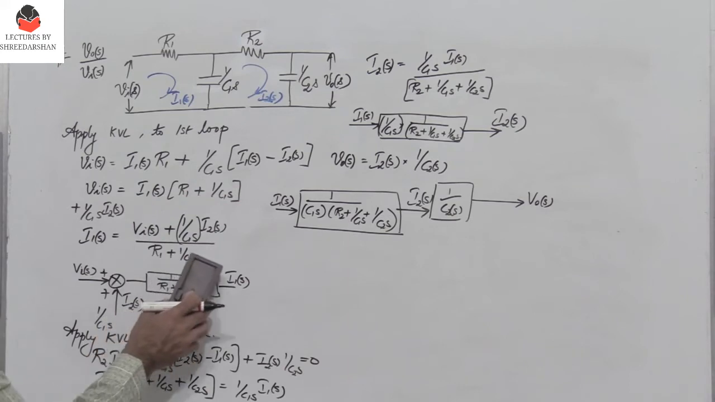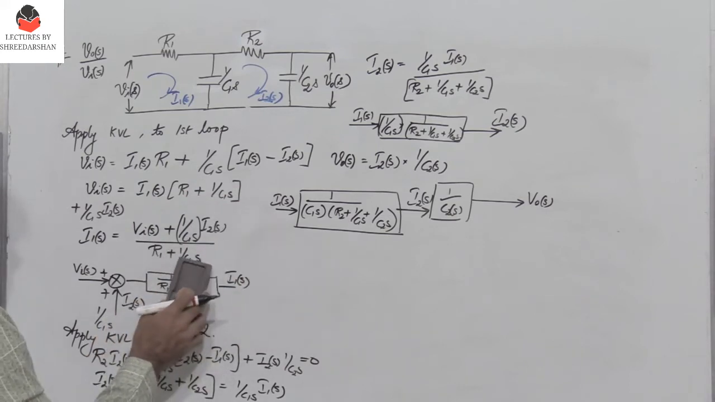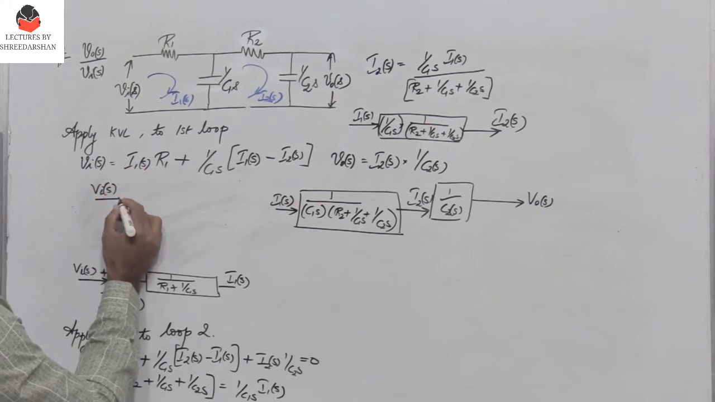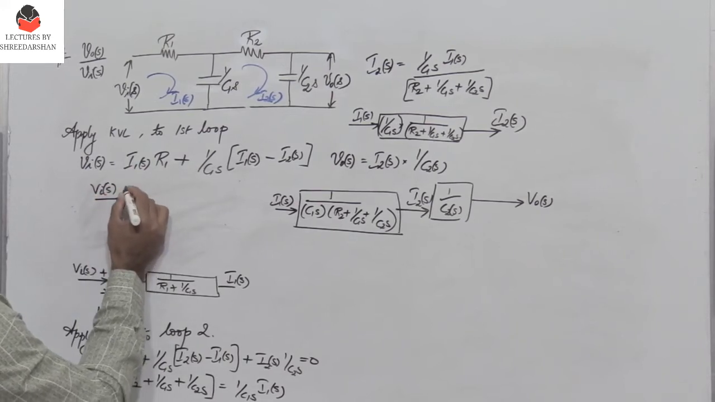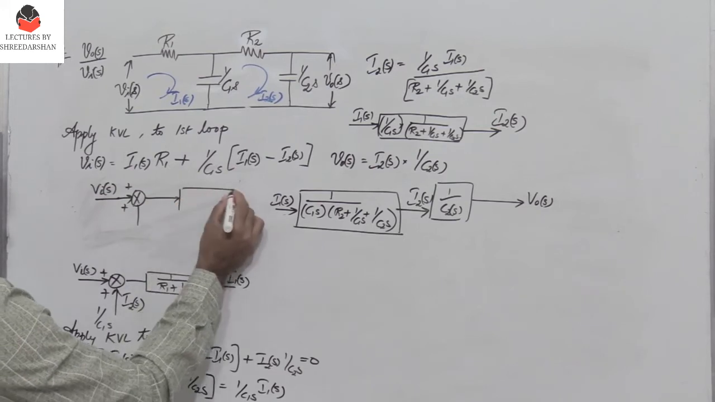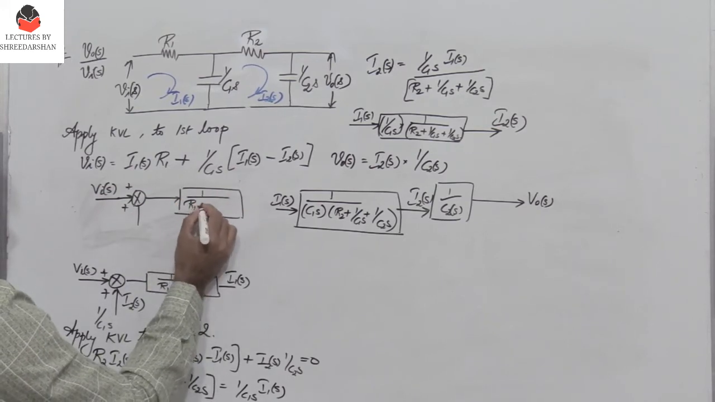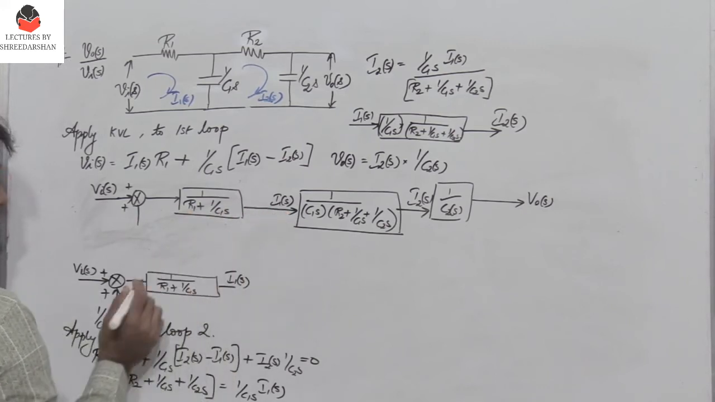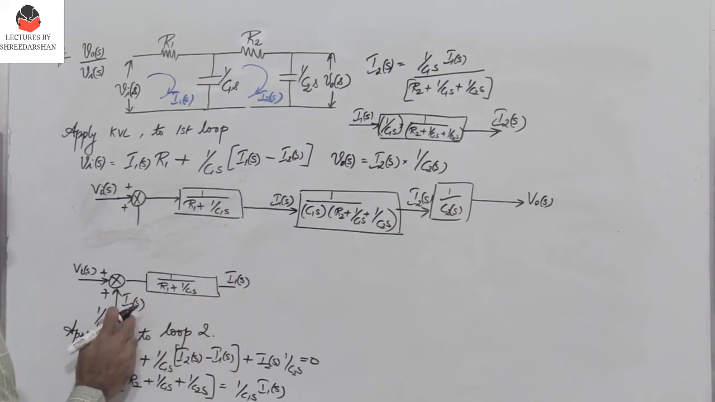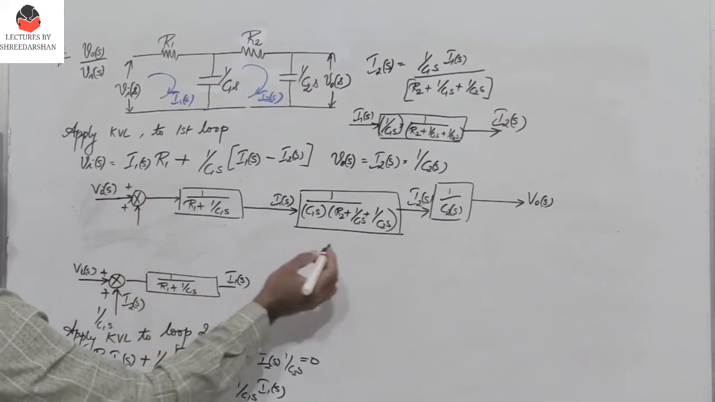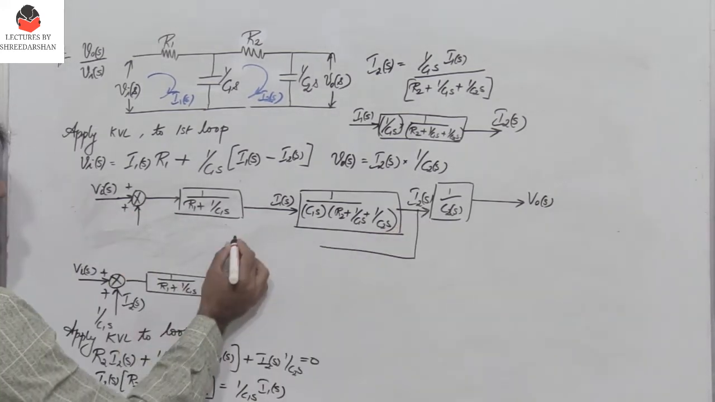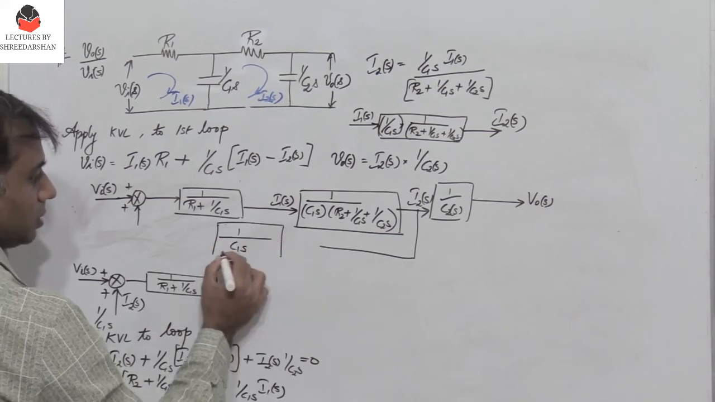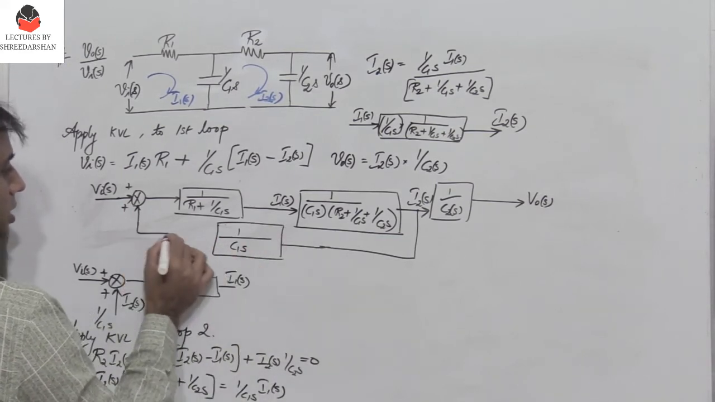So now let me rewrite this diagram and erase this. I have Vi of s given to a summer and then I have 1 by R1 plus 1 by C1s, and the output is I1 of s. Here the input is I2 to this summer. So I2 is here and I have 1 by C1s in the feedback path, and that becomes the input to this summer.